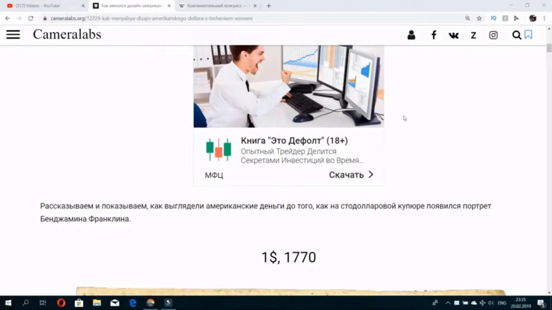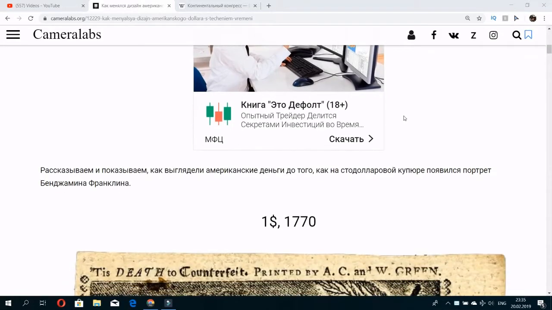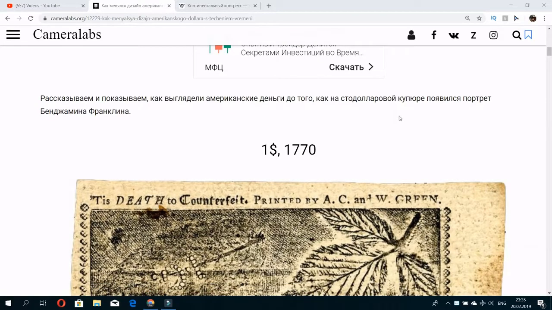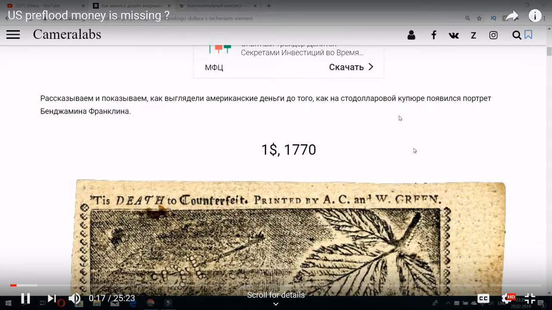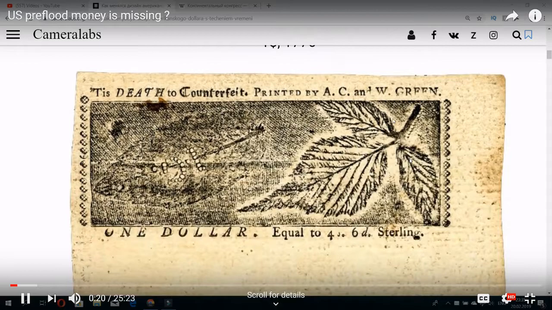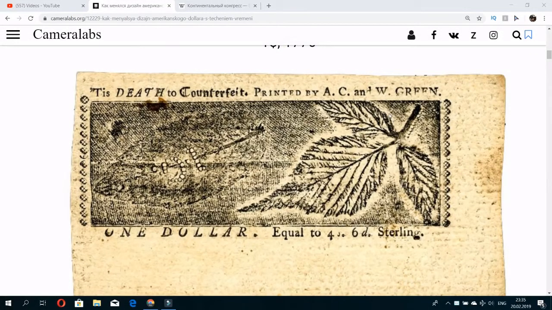Hello everyone, again on this website cameralabs.org, where we have some interesting articles and some good examples of sometimes the pictures, old pictures, historical pictures so-called. So this article is about the dollar bills.